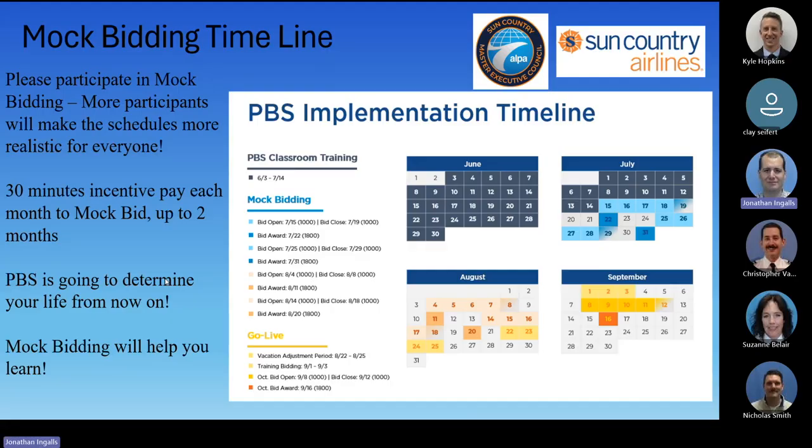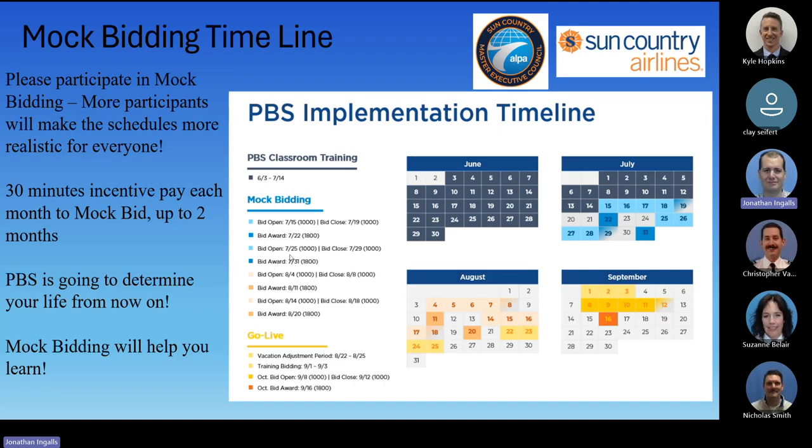Mock bidding. I'm going to just throw this out. Everyone, please participate. This is where you learn to bid. ALPA will be available the whole time to help you bid. If you look at the timeline here, bid opens on July 15th. So next week we start mock bidding, and we mock bid from the 15th to the 19th. ALPA runs the system and we'll have a bid award published no later than there. And then you have from the 22nd to the 25th to call, text, whatever you want, and ALPA will work with you to refine your bid for the next round.